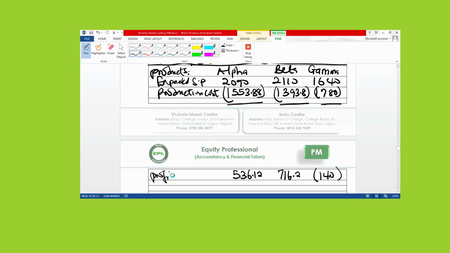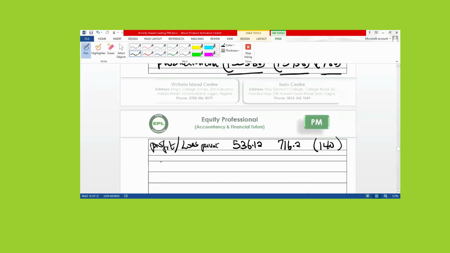So that is profit or loss per unit. Now get the total. Introduce volume of sales. Here 20,000 units sold, 12,500 sold here, 5,000 units sold here. Next. For Gamma, we have 700,000, a loss of 700,000.